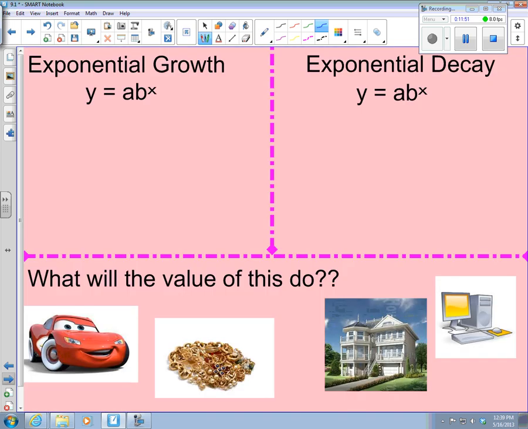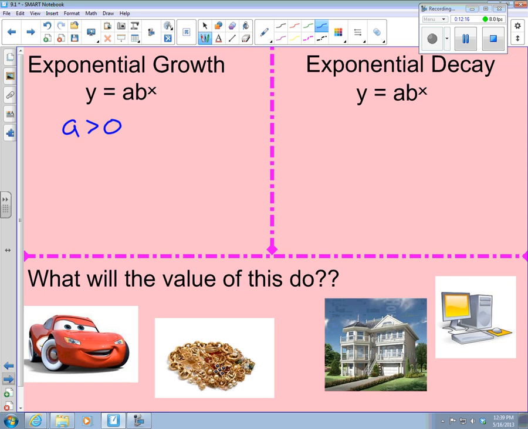So exponential growth and exponential decay, I kind of talked about those a little bit now. It's the same formula for both of them: y equals ab to the x power. The first thing here is that a has to be positive. It has to be greater than 0. If it's a negative number, then your graph is going to be opening down.